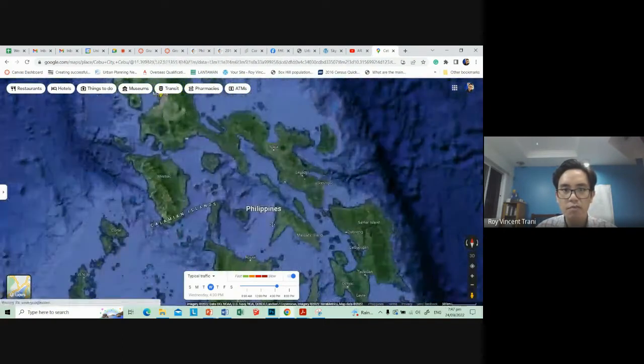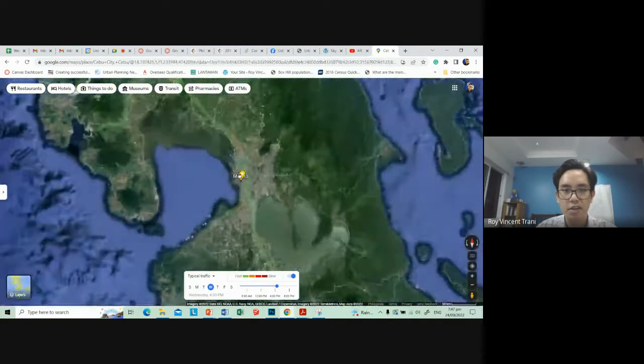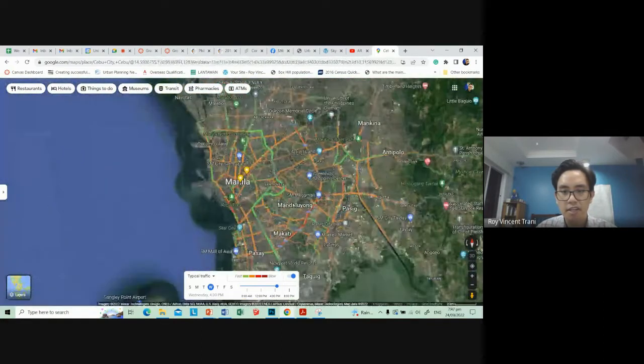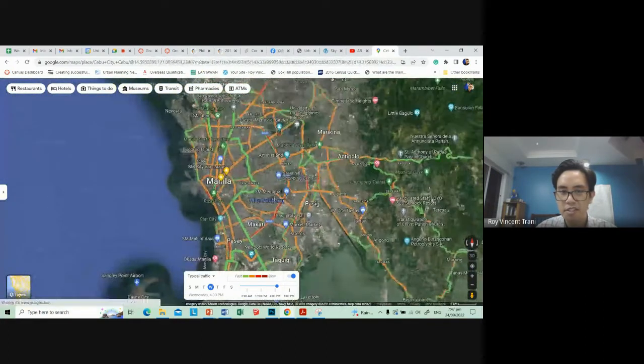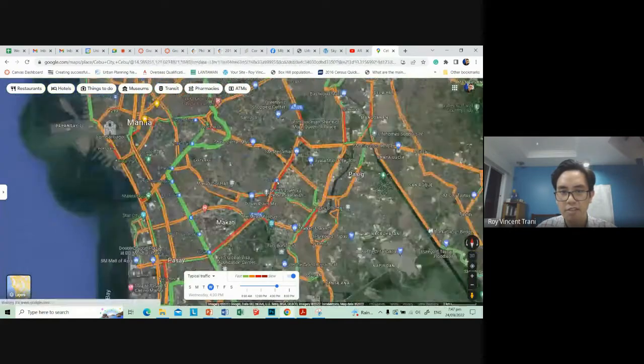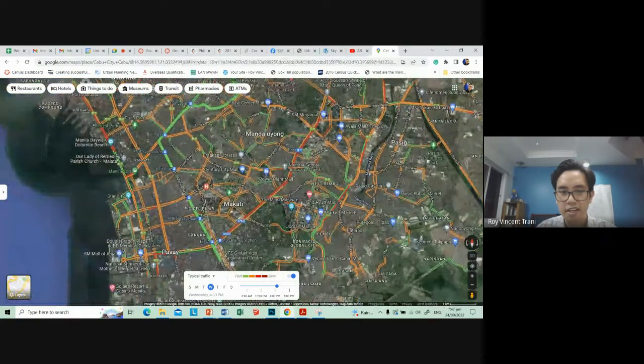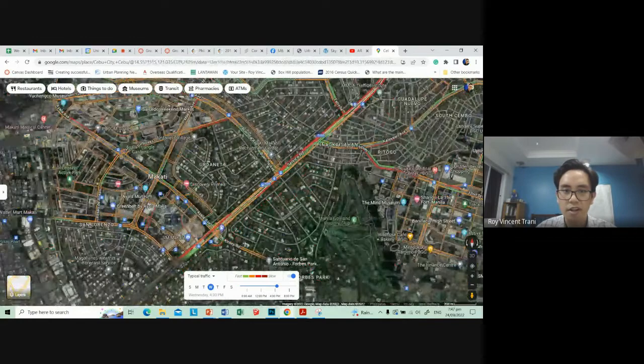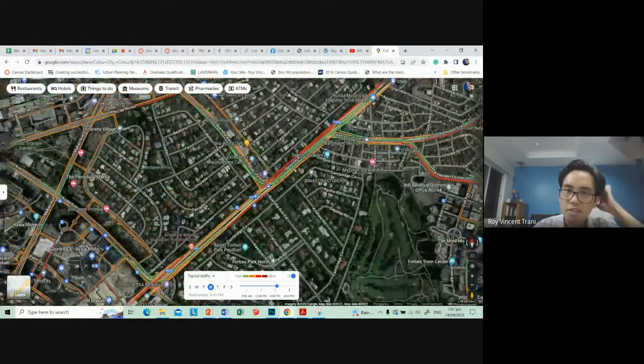I'm not super familiar with Manila, but let's just take a look at what's going on here. So Manila evening rush hour is still, it's not so bad actually. There's some red areas here, like along this, what is this road called? It's just called Service Road.